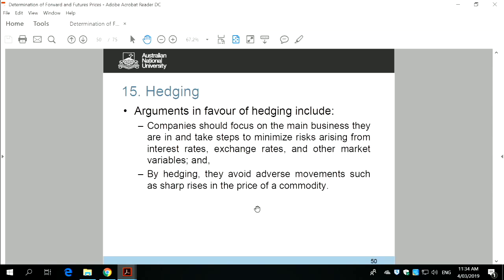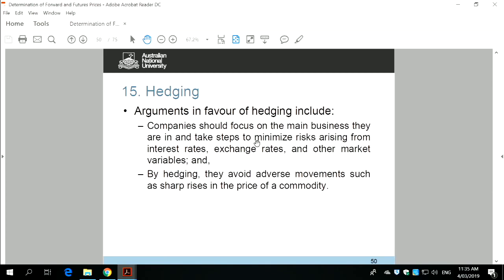And there are some arguments in favor of hedging. Why should people hedge? Imagine Qantas, the airline that operates in Australia. The single biggest cost for Qantas is its aviation fuel, right? They worry that the aviation fuel price will go up. If they worry about it, they're concerned about this risk, and they cannot focus their attention on their main course of business.